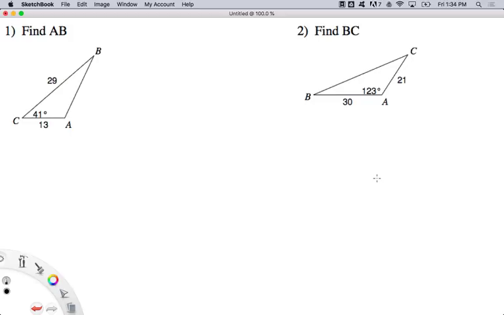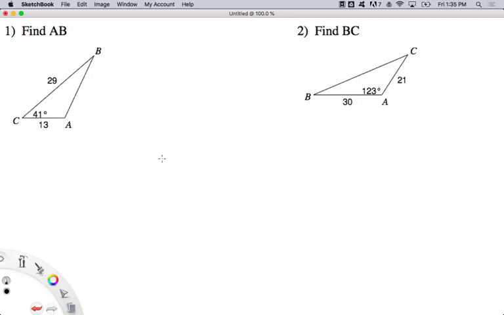I don't have 2 angles and opposite sides here, so I know it's not law of sines. But how do I know that it is law of cosines? 2 sides and the angle in between them. That's how I know I'm doing law of cosines.